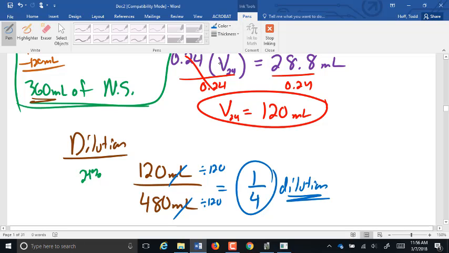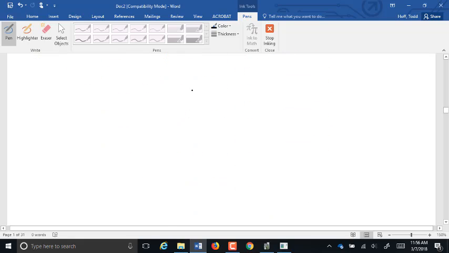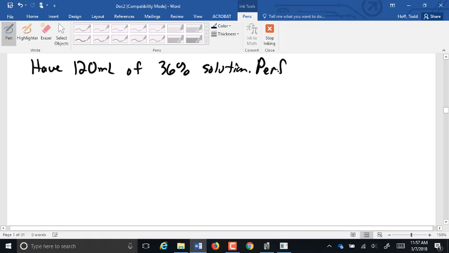Well, we've been doing these the long way. Let's look for the shortcut. Let's say we have 120 milliliters of 36% solution. We perform a 1 in 9 dilution.